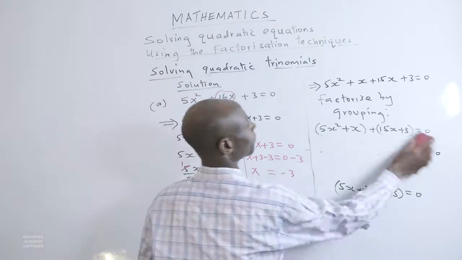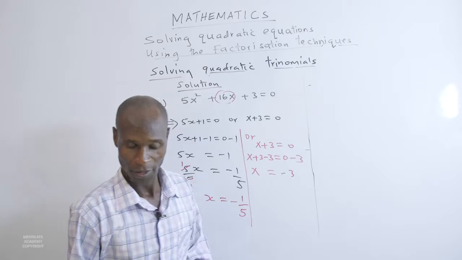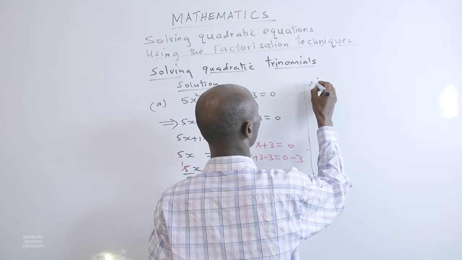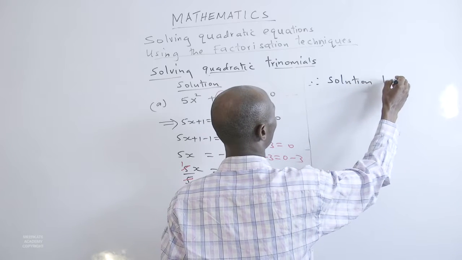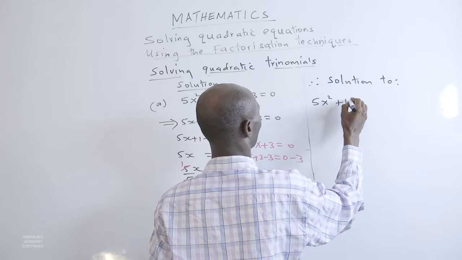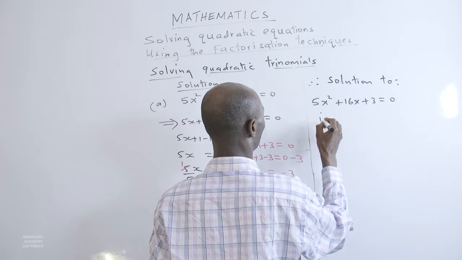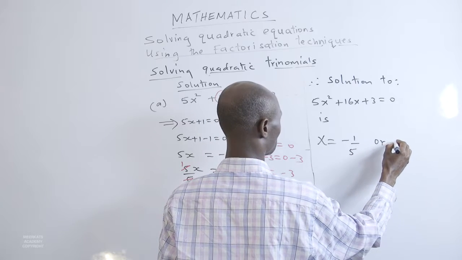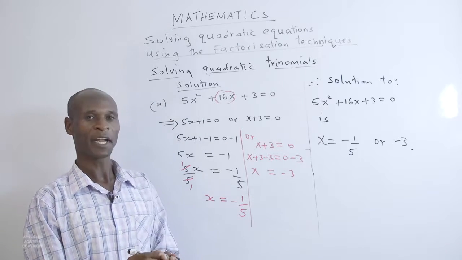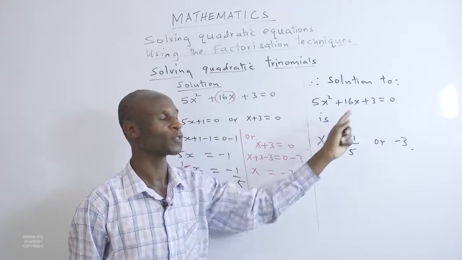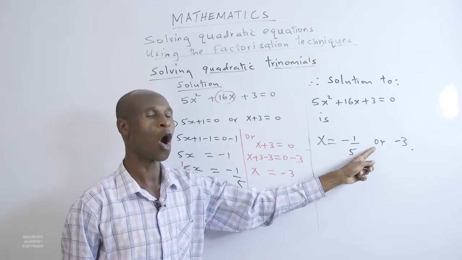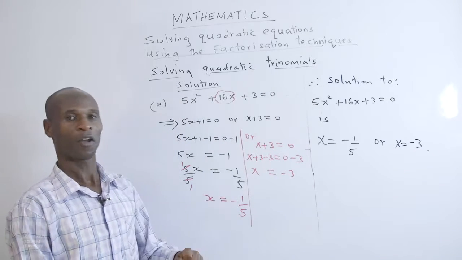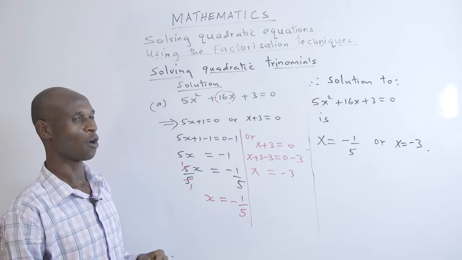So, we conclude by saying that the solution to the quadratic equation 5x squared plus 16x plus 3 is equal to 0 is x is equal to negative 1 over 5 or x is equal to negative 3. That is how we solve.